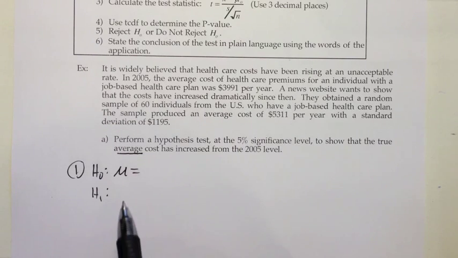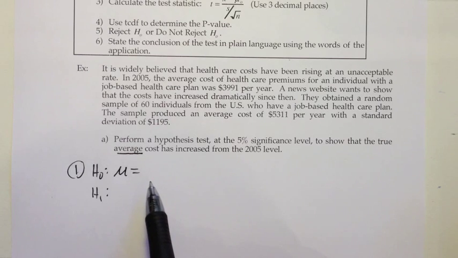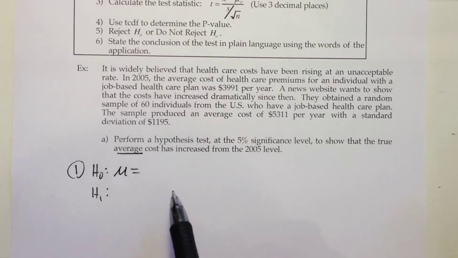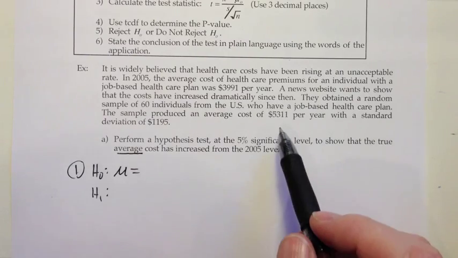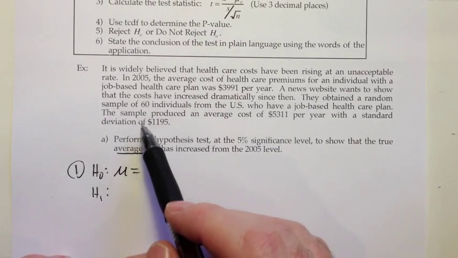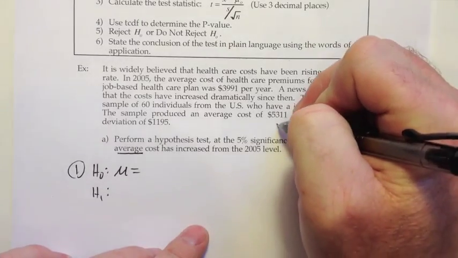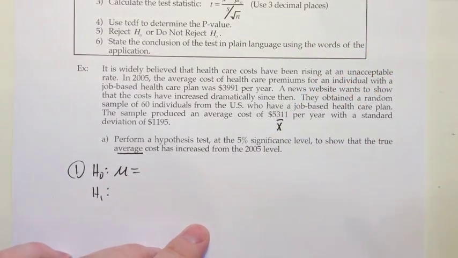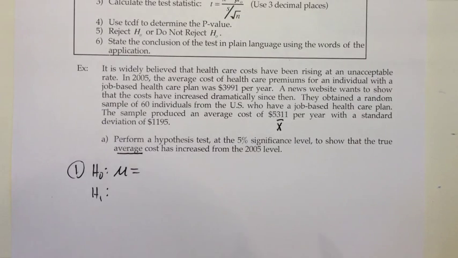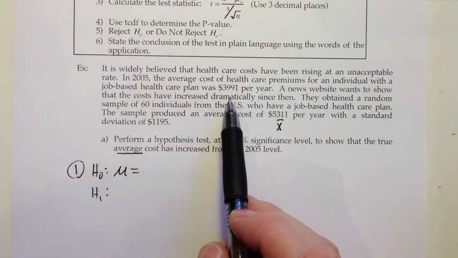And there's 2 ways that we can figure out which one to use. One of them is we would never use the sample value here. The sample is supposed to come in step 3. It shouldn't even be around when we do steps 1 and 2. And if you look at this 5311, it says the sample produced that. So that means that's an x-bar right there. So we're going to use that later in our test statistic. So that means the 3991 should be the one.